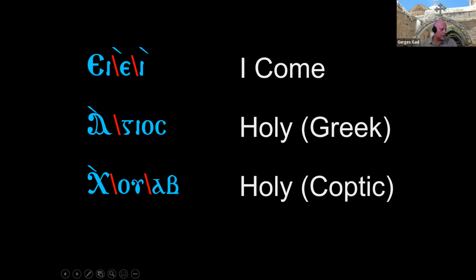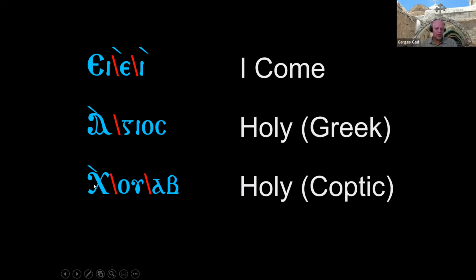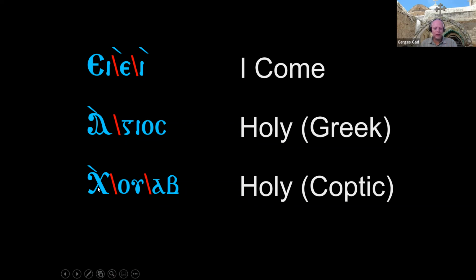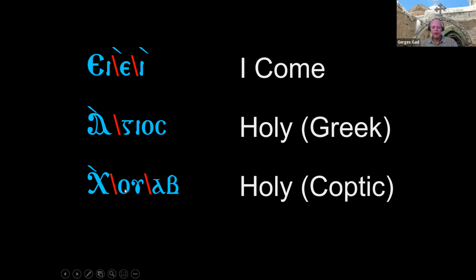Let's see who hasn't had a chance yet. The Gerges family, do you want to try this one? This is the K. Cool. Ik, that has jinkim, right? So it'd be ik. Ik o web. Excellent. Ik o web also means holy, but in Coptic. So in Greek, agios. In Coptic, ik o web.